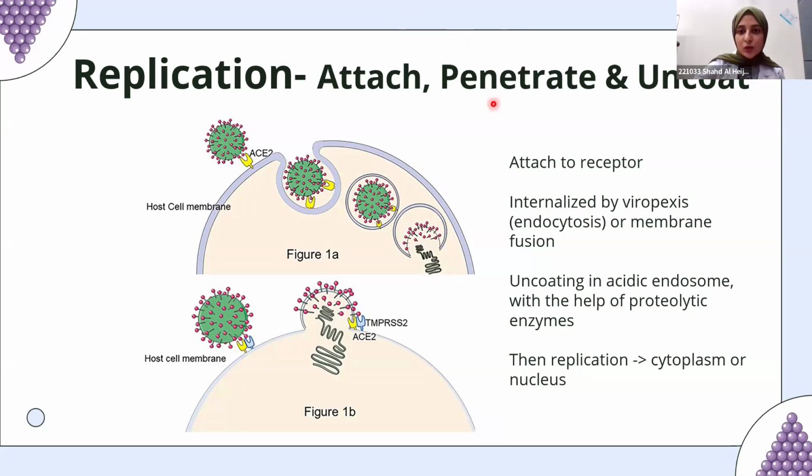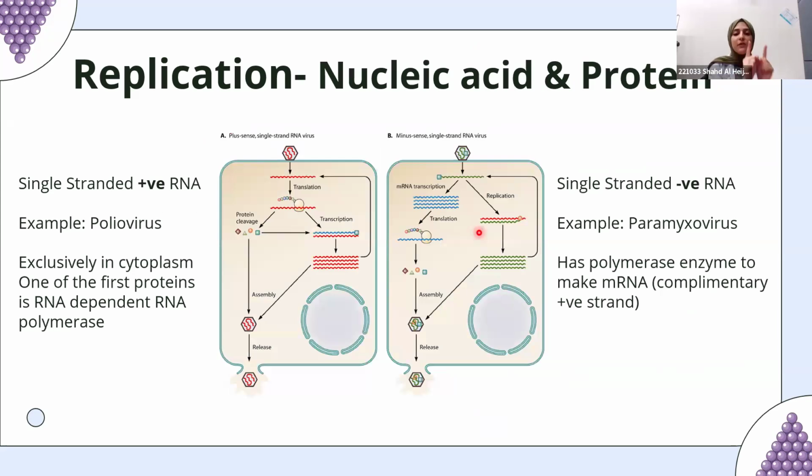Now, back to replication. We said positive-stranded RNA, positive single-strand RNA like poliovirus, will start translation right away. So it can directly form the proteins, start its own thing, and start the process. One of the first proteins that is formed is RNA-dependent RNA polymerase. We will be talking about the specific enzymes in the next section, but for now, just remember that you have RNA-dependent RNA polymerase.